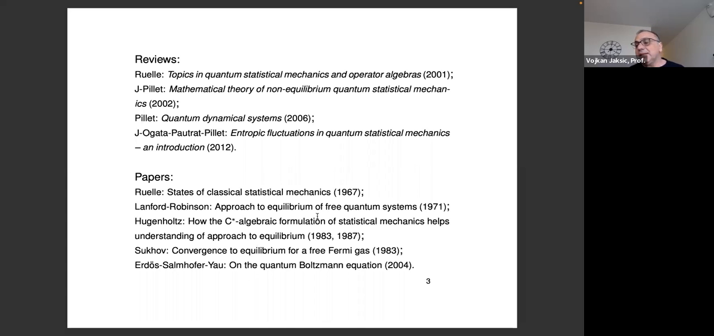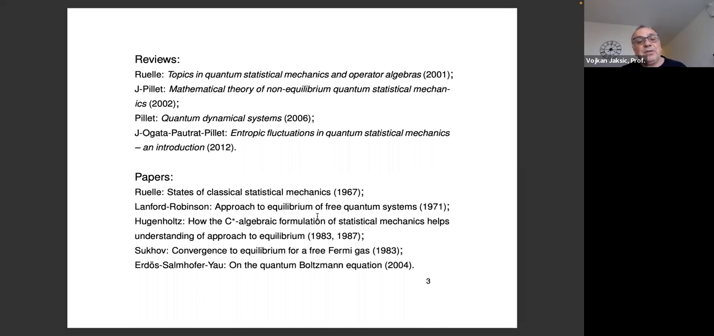Now, the mathematically rigorous works on the zero slope and approach to equilibrium, in the sense that we will study it, are actually very scarce. So first, I'm mentioning the work of David Ruelle from 1967, because the specific question that we will address at the end of the talk is actually posed in that paper. And so I will come back to that before I formulate the theorem.